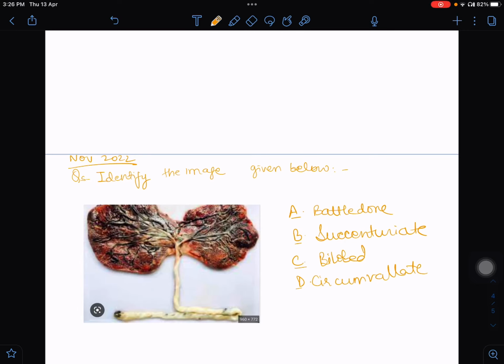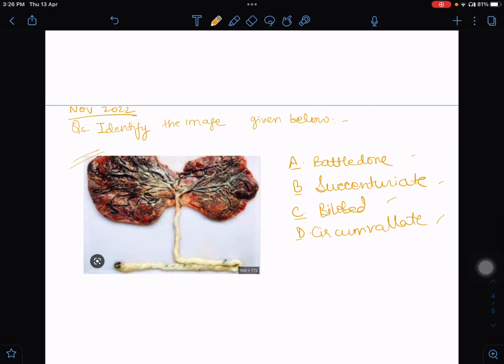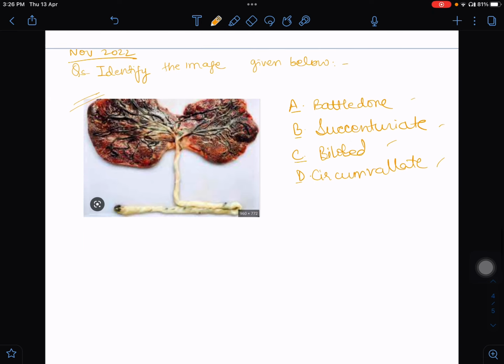Hi friends, coming back to the series of INICET recall exam questions that we are doing. Again, a question from the November 2022 exam. Identify the image given below. This was the image given, and you had to choose from battledore, succenturiate, bilobed, or circumvallate. There are different variations of placenta that are seen, so let's deal with each of them and then we'll come back to the answer.